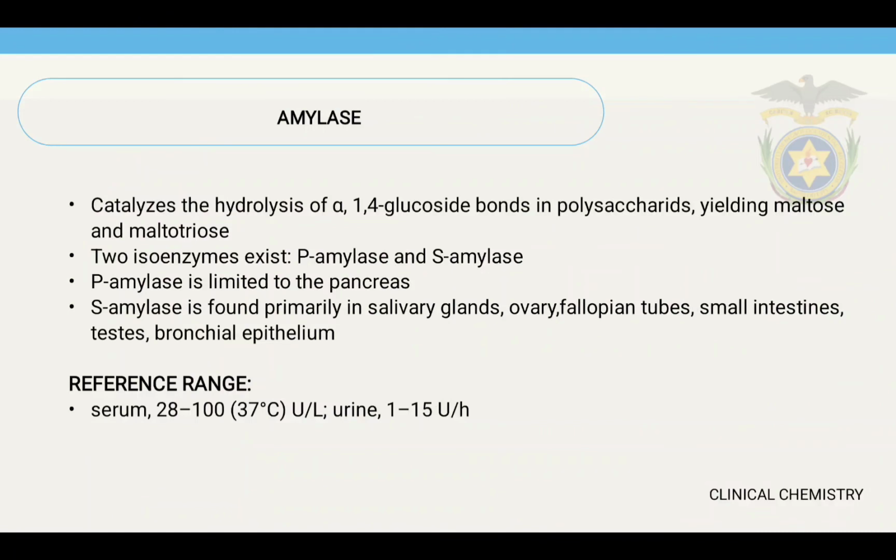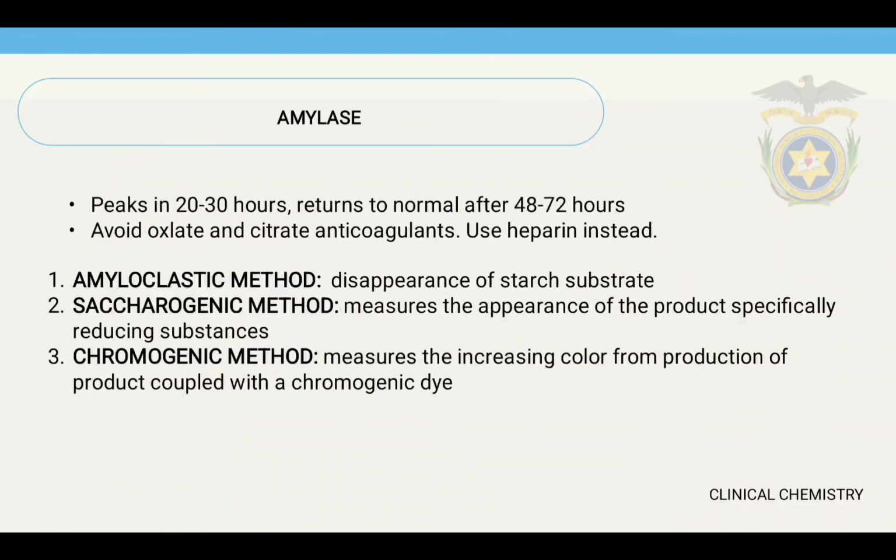Amylase catalyzes the hydrolysis of alpha-1,4 glucoside bonds in polysaccharides, yielding maltose and maltotriose. There are two isoenzymes that exist, P-amylase and S-amylase. P-amylase is limited to the pancreas, while S-amylase is found primarily in salivary glands, in the ovary and fallopian tubes, and in the small intestines, testes, and bronchial epithelium. Amylase peaks in 20 to 30 hours and returns to normal after 48 to 72 hours. Avoid oxalate and citrate anticoagulants and instead use heparin.